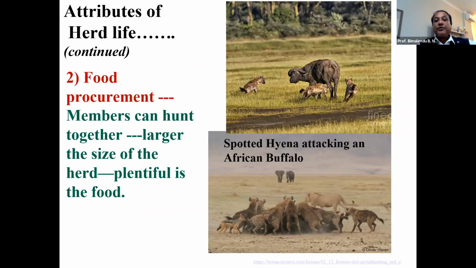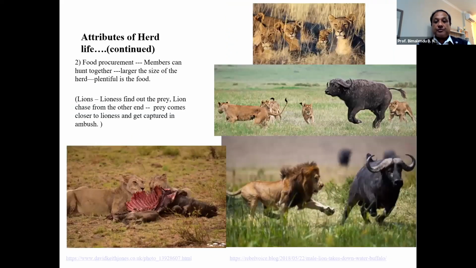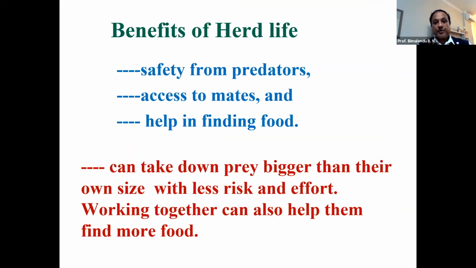Attributes of herd life: the second attribute is food procurement. It's a joint effort. Members can hunt together. Many times, the larger the size of the herd, the more plentiful the food. You can see a spotted hyena attacking an African buffalo. So you can see it's a joint effort of predation and also foraging. Okay, you can see the case of the lion. The lioness finds the prey. The lion chases from the other end. The prey comes closer to the lioness and gets captured in an ambush.